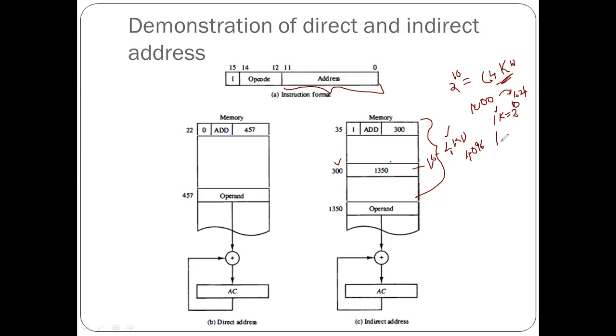Similarly, 1 mega is 2 power 20 number of locations. Likewise, we will have 1 giga and 1 tera. So this is the advantage of indirect addressing mode. We can extend our memory accessing capability by using indirect addressing mode, and that too, memory indirect addressing mode.